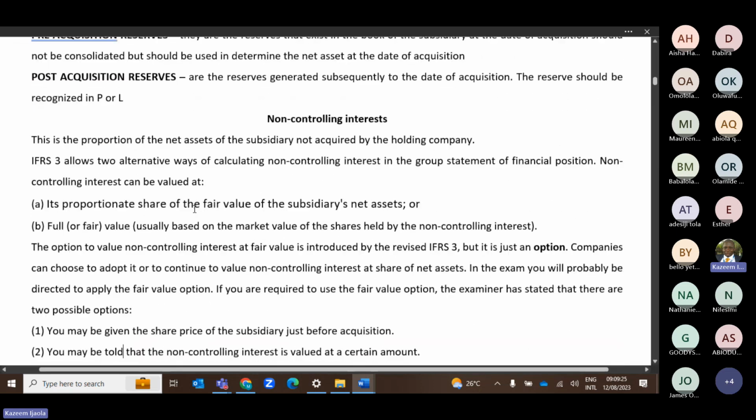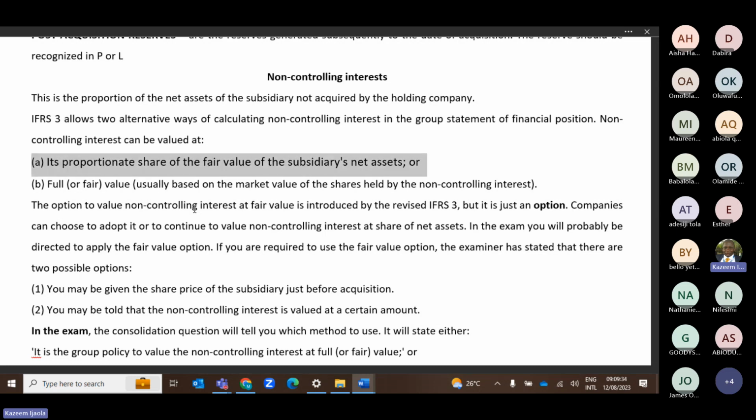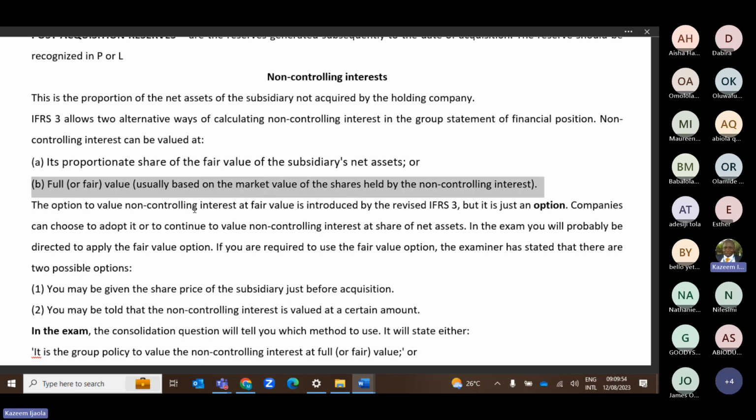The next one is non-controlling interest. For non-controlling interest, like you are taught in your skill level, it's still the same here. There are two methods of computing your NCI. The first one is the proportionate share of the net asset method. The second one is the fair value or full goodwill method. These are the two methods.